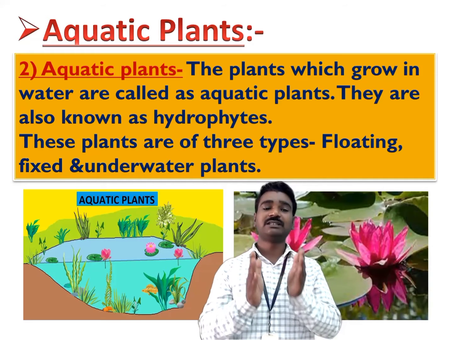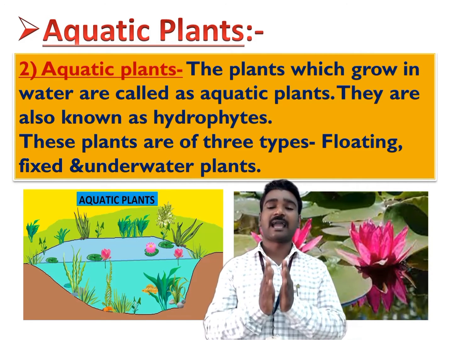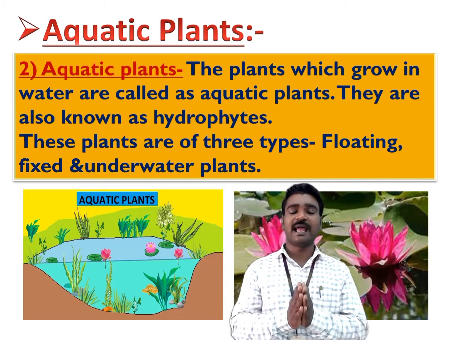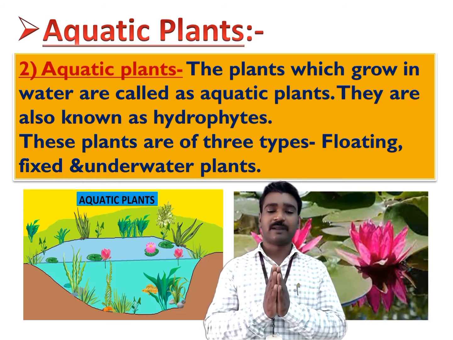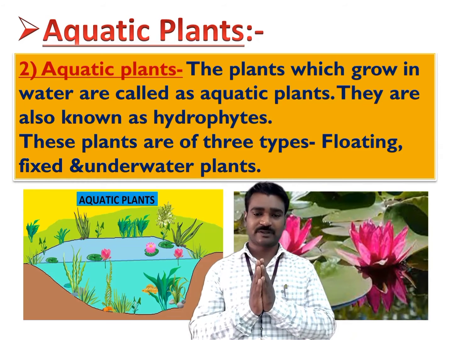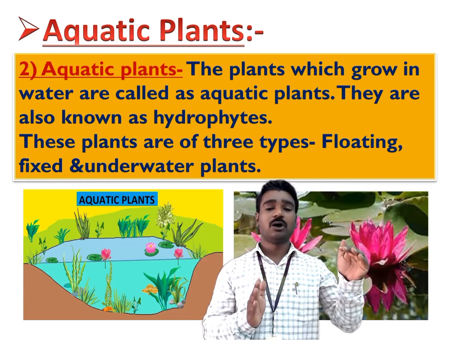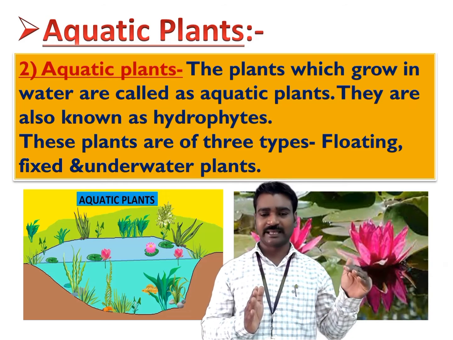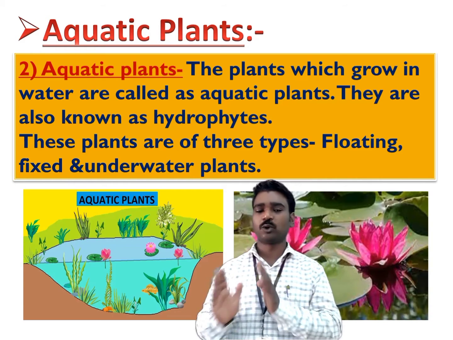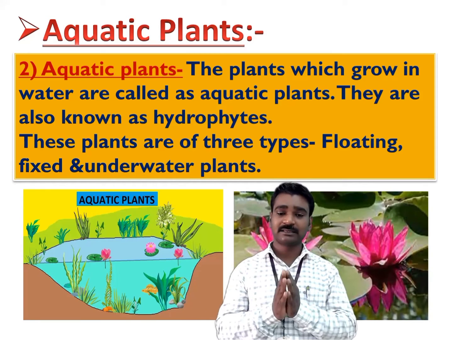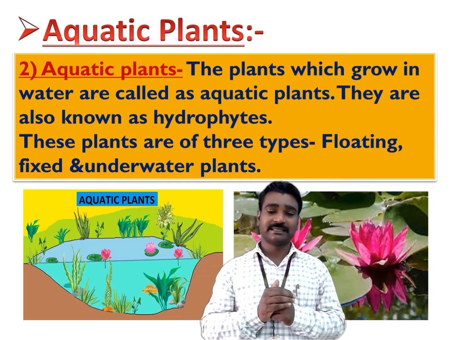The plants which grow in water are called aquatic plants. These aquatic plants can also be called hydrophytes. These plants are of three types. Now, terrestrial plants can grow at different places like mountains, plains, deserts, swampy areas, coastal areas. But water plants also grow at different places.